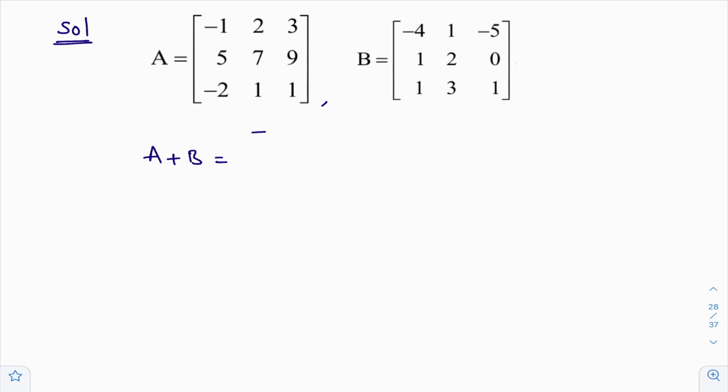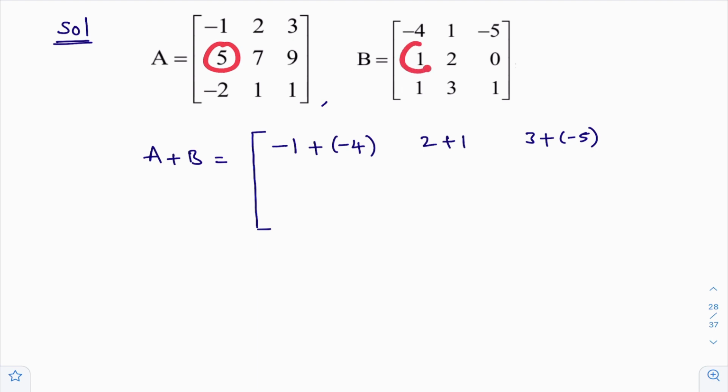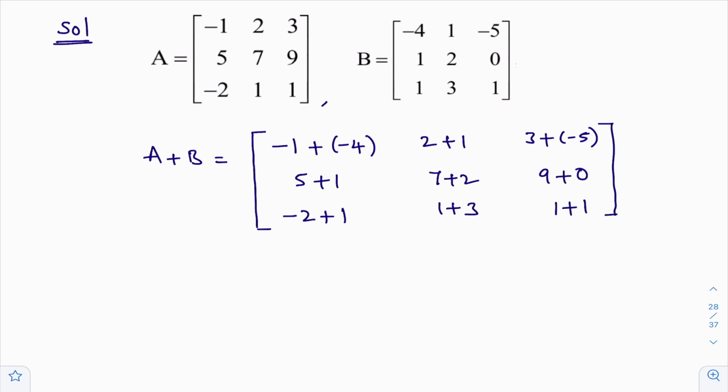How will you get A plus B? By adding corresponding elements in A and B. To make things easier, I'll write one step clearly. Minus 1 plus minus 4. I am just adding A and B. Next 2 plus 1. Next 3 plus minus 5. Next 5 plus 1. Next 7 plus 2. Next 9 plus 0. Next minus 2 plus 1. Next 1 plus 3. Next 1 plus 1. Now I'll simplify this.